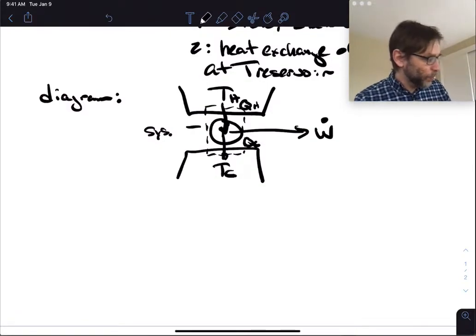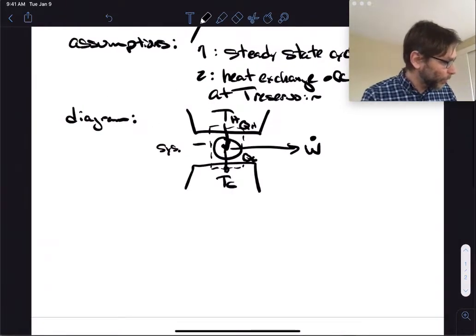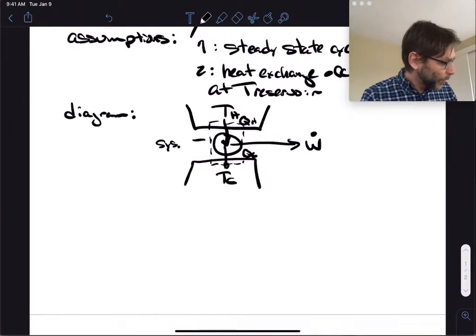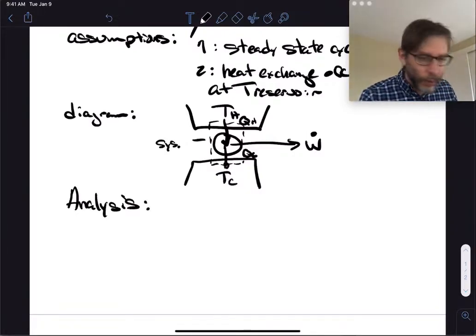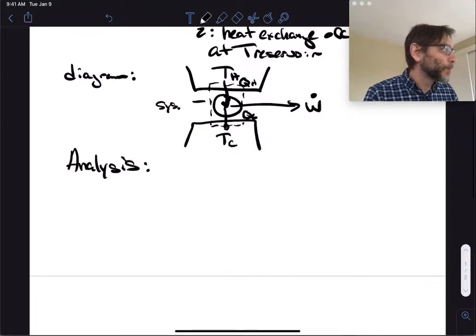So this is pretty straightforward, right? It's a Carnot cycle with QH and QC, at TH and TC. Okay, so let's go. There are a number of things that we need to calculate, but they're pretty simple, right?